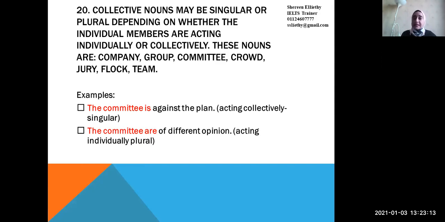Again, the committee is against the plan. Now I'm dealing with committee as one group, one unit, one entity, but the committee are of different opinions. I'm referring to the different individuals inside this group or inside this committee. So again, collective nouns could be either singular or plural, depending on the meaning I want to deliver. Very good.